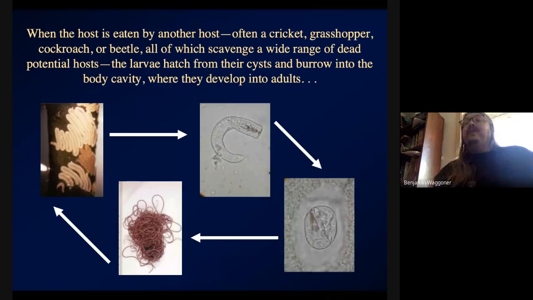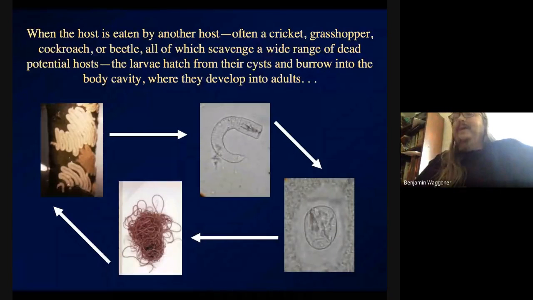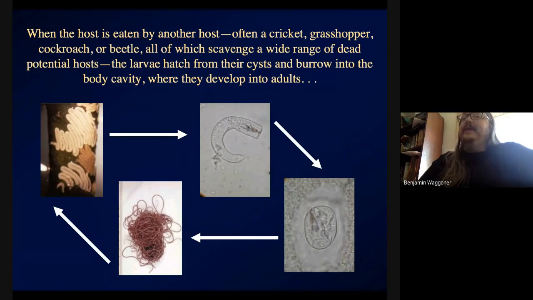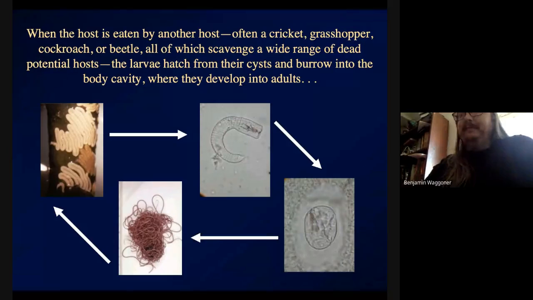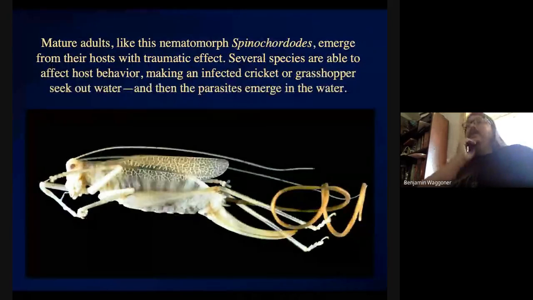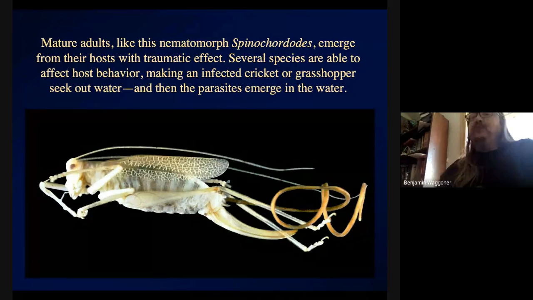So then what? Well, the host has to get eaten by another host. So whatever insect or snail contains these cysts has to get eaten by something else. And this is typically a scavenging insect. Crickets will get this. Grasshoppers will get this. Beetles and cockroaches will. The larvae will hatch from their cysts and burrow into the host body cavity. They'll develop into adults inside there. And then when they're mature, they will emerge from their host with a rather traumatic effect.